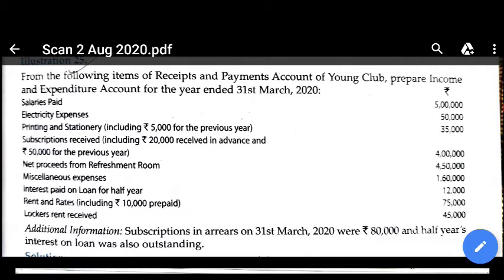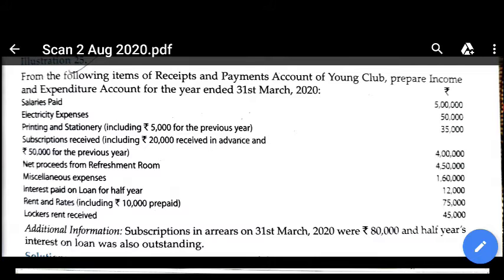So, moving on to question number 1. From the following items of receipt and payment account of Young Club, prepare income and expenditure account for the year ended 31st March 2020. Few items are given and additional information like subscription in arrears at 31st March 2020 was 80,000, and half year's interest on loan was also outstanding.